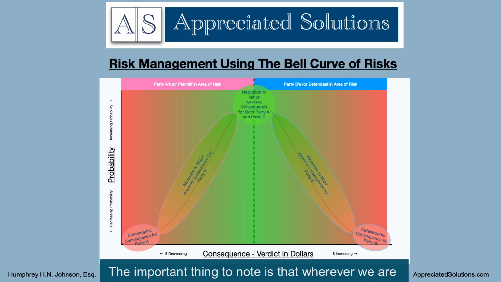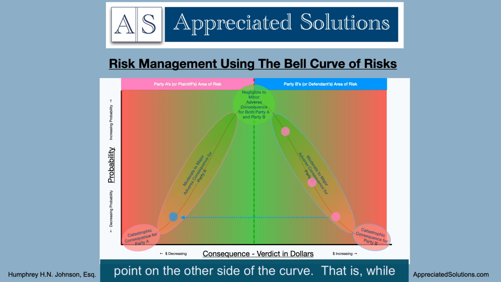The important thing to note is that wherever we are on one side of this curve, there is a mirror opposite point on the other side of the curve. That is, while side A may reasonably argue side B faces the risk of a particular verdict, side B may reasonably argue side A faces the mirror image or exact opposite level of risk.